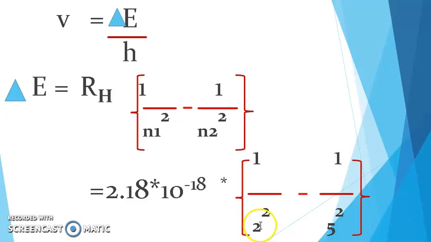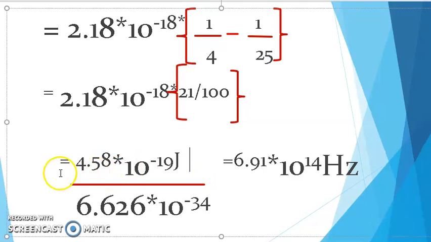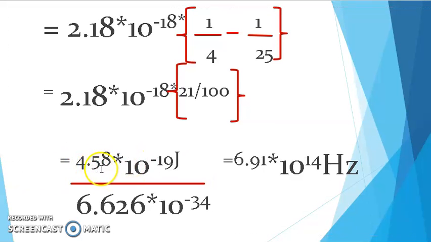So we substitute the values for n1 and n2: 2 the whole square and 5 the whole square. So here 4 and here 25 will come. After that, if you take the LCM, you will get a value of 21 divided by 100. Do the multiplication and division, and you will get a value of 4.58 into 10 power minus 19 joule. Got it? So this is the del E value, the final answer here.